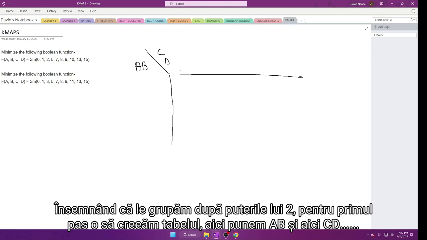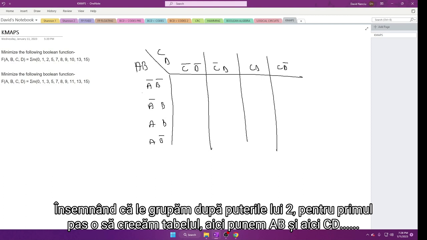And we'll create the table. Here we'll get NOT A, NOT B; NOT A, B; A, B; A, NOT B, sorry. Therefore, we get NOT C, NOT D; NOT C, D; C, D; C, NOT D. And we'll draw the lines and columns with their indicators.